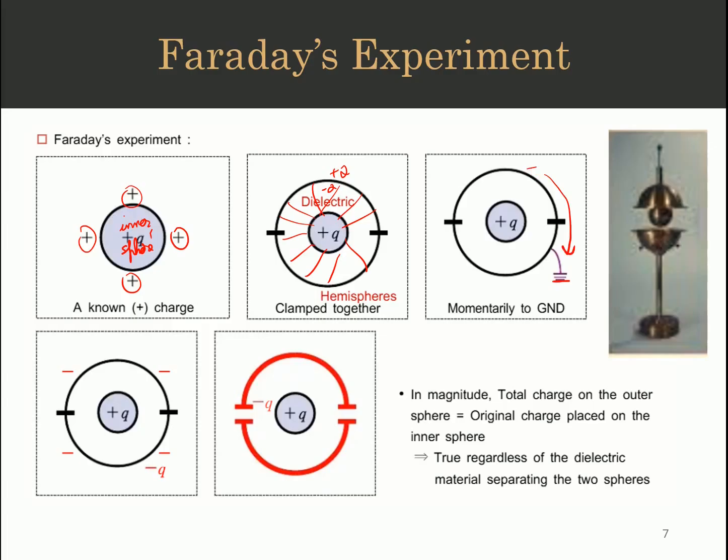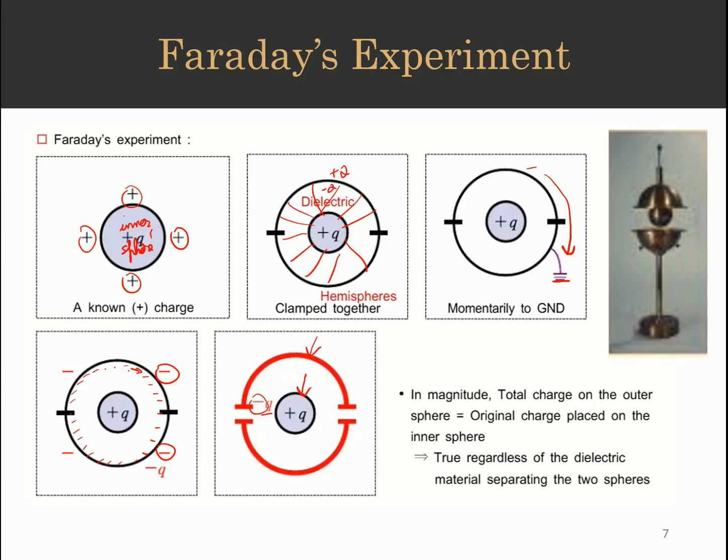And then later on he measured what was available on the outer shell, and it was all the negative charges which were lying inside. Since they were all of the same charge, they repelled each other and came to the outside of the shell. So finally he concluded that whatever charge was on the inner shell, the same amount of charge in magnitude appears on the inside of the outer shell, but with a negative sign.